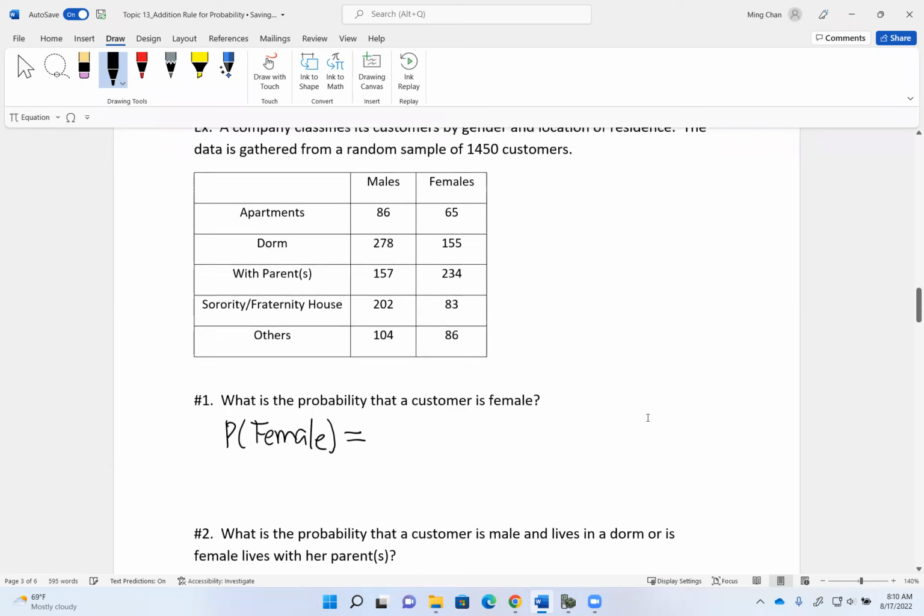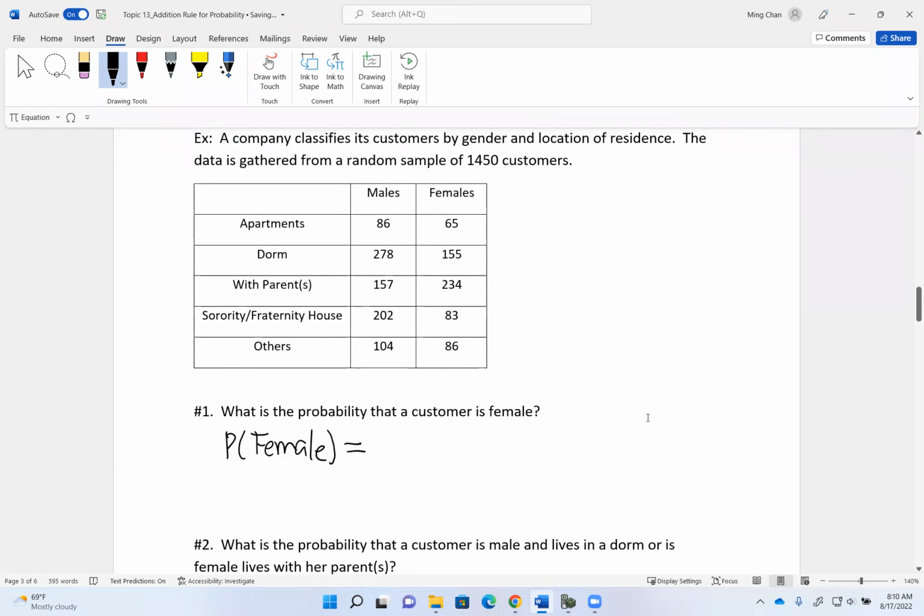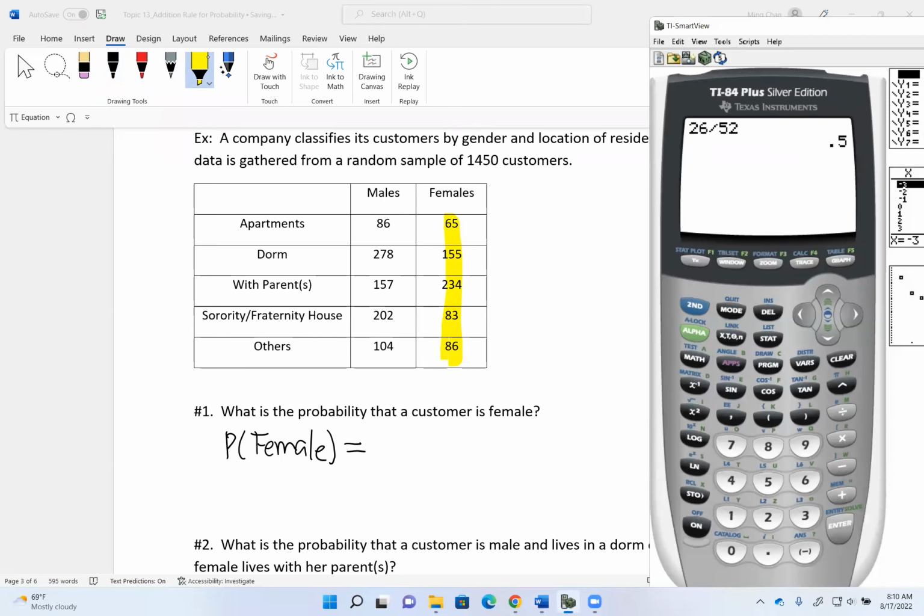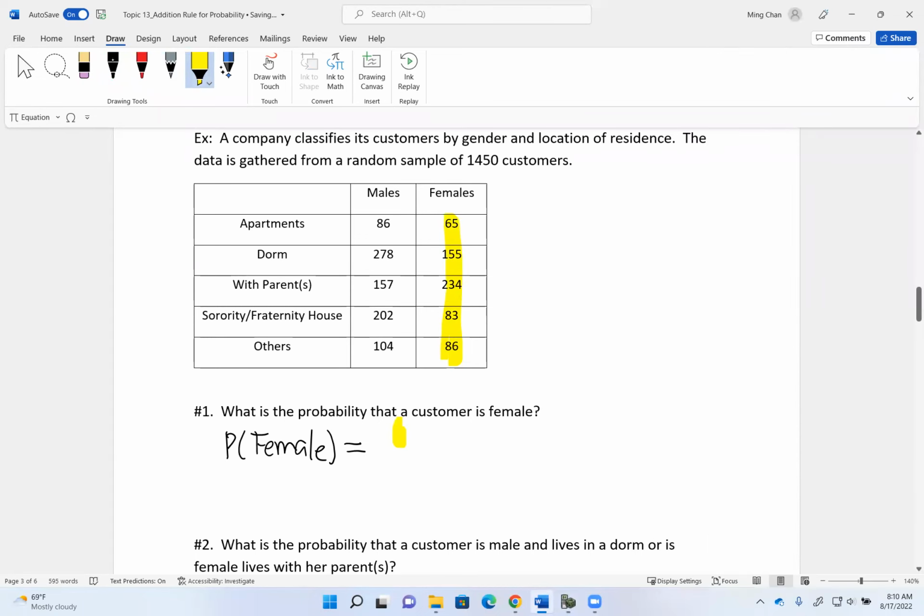Okay, so how many ways can I select a female? Well, females are all these. All these are females, right? So if I add them up, 65 plus 155 plus 234 plus 83 plus 86. There are 623 ways to select a female out of the 1450 possible outcomes. Okay. I'm going to keep it as a fraction for right now. If you want a decimal answer, just divide this in the calculator.